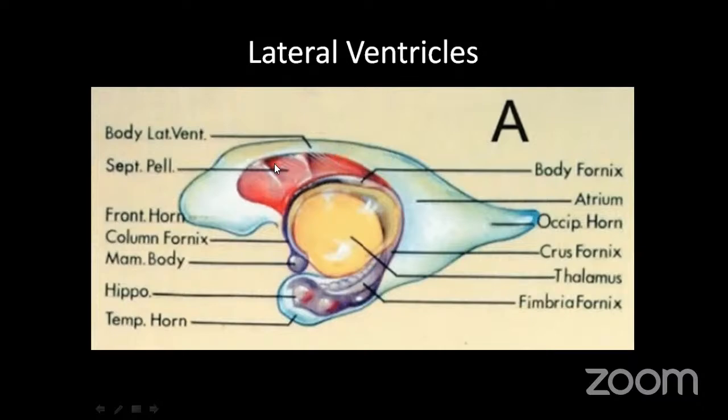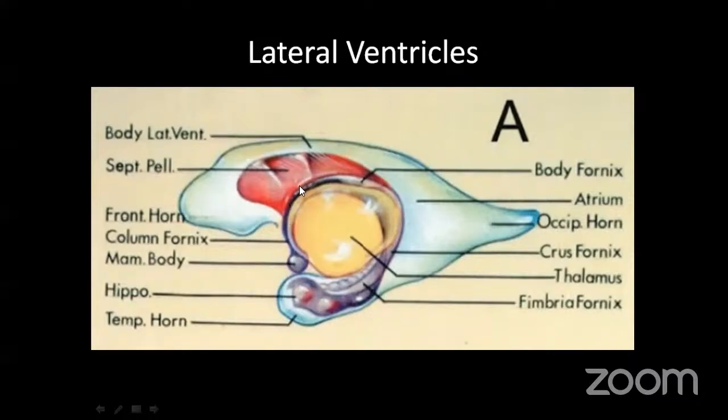When we discuss the relation, we know that if this is the body of the lateral ventricle, it lies superior to the thalamus, whereas the atrium of the lateral ventricle lies posterior to the thalamus, and the temporal horn comes inferolateral in relation to the thalamus. Same goes for the fornix.